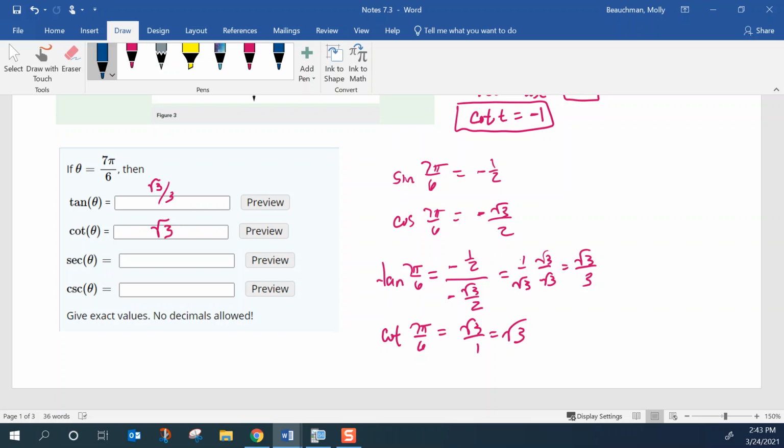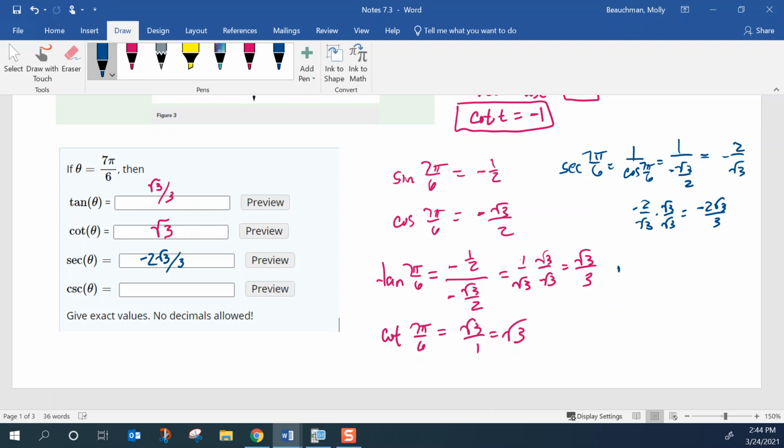The secant of 7 pi over 6 is 1 over the cosine. So that's going to be 1 over negative square root of 3 over 2. So that's going to give me a negative 2 over the square root of 3. I've got to rationalize the denominator. So I take negative 2 over the square root of 3 times the square root of 3 over the square root of 3. And I get negative 2 square root of 3 over 3. So the secant is negative 2 square root of 3 over 3.